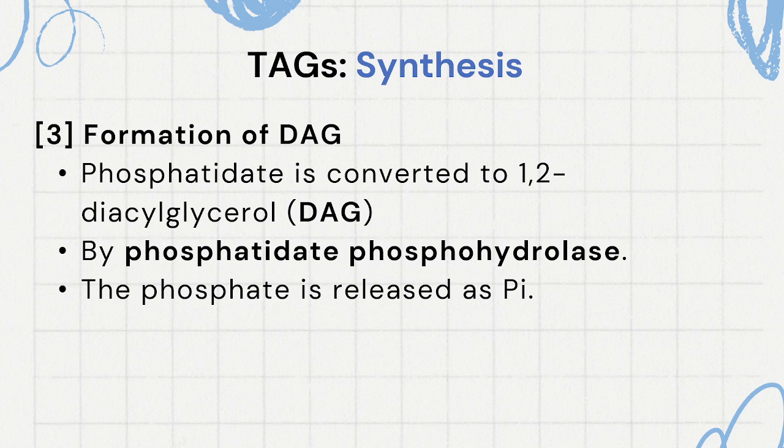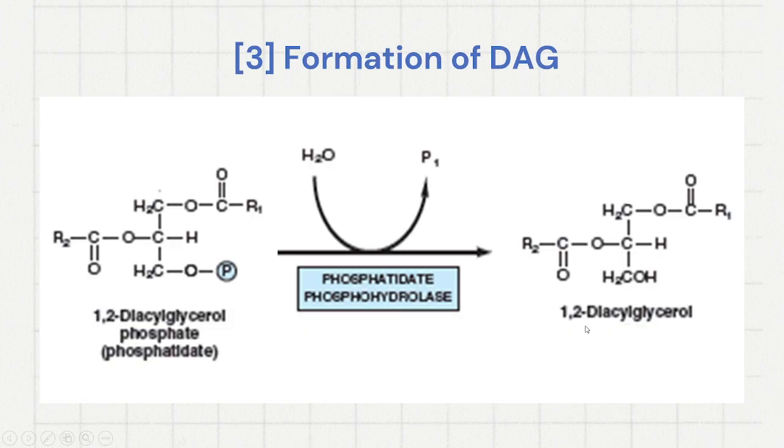The next step of triacylglycerol synthesis is formation of diacylglycerol from phosphatidate. Phosphatidate will be converted to 1,2-diacylglycerol by a phosphatidate phosphohydrolase, with hydrolysis and release of inorganic phosphate.